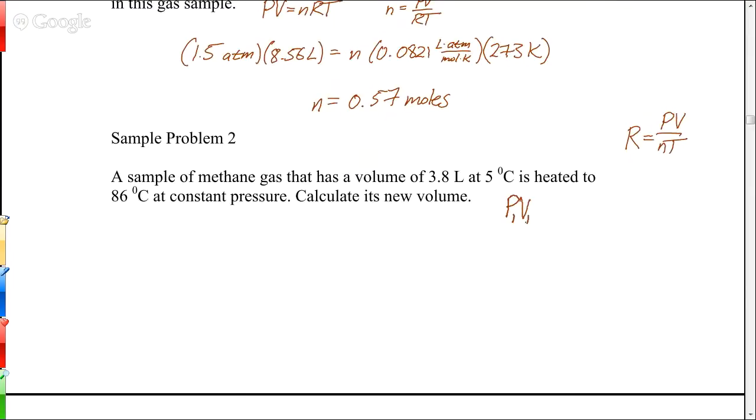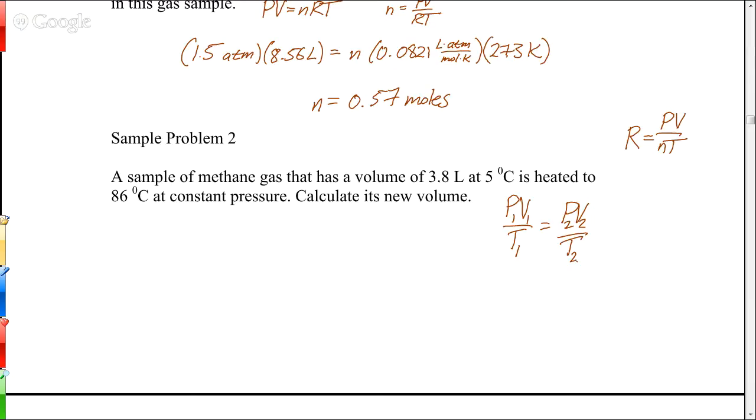So we often see things like this: P1 V1 over T1 equals P2 V2 over T2. You could put the moles in there as well, meaning that if we change one or more of those things, we can calculate the new one of the other. So in this case, the volume changes, the temperature changes, and the pressure stays the same, it's constant pressure. We're heating it up, and we're asking for the change in volume.